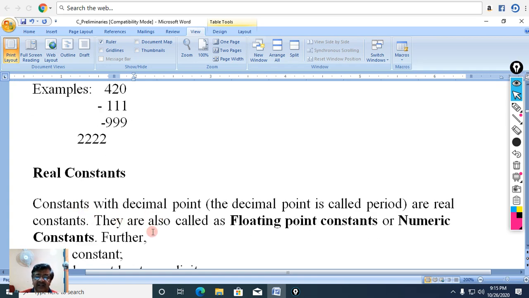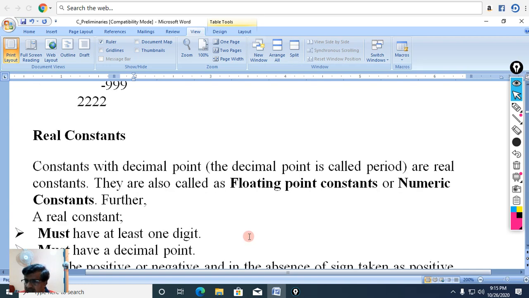Then real constants: constants with decimal points. The decimal point is often called a period. They are called real constants. They are also called floating point constants or numeric constants. They are called floating point constants because the period present in the numerical constants of real nature can be moved to the right side or the left side. If it is floated to the right side, the value of the real constant would increase, and if it is floated to the left side, the value of the constant would decrease.